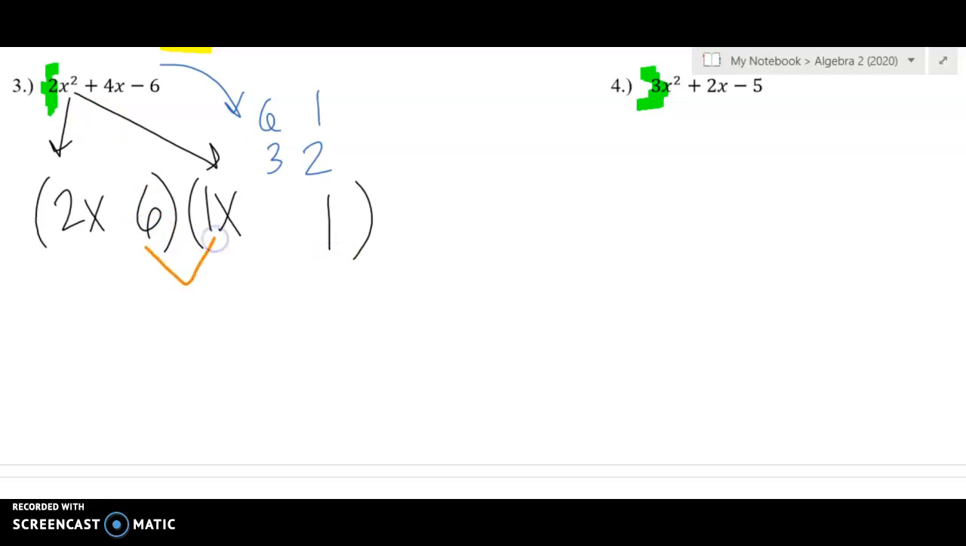Let's test it with the orange here. That gives me 6x. That gives me 2x. If I want to combine those, this needs to be a positive 6 and a negative 2x.